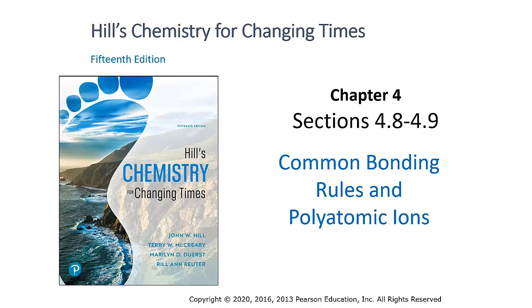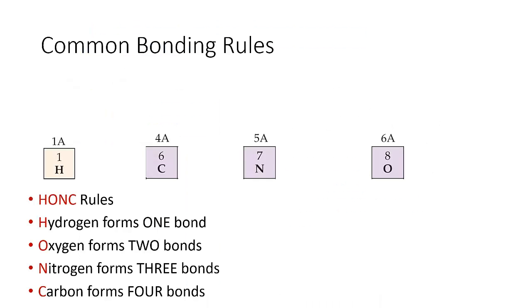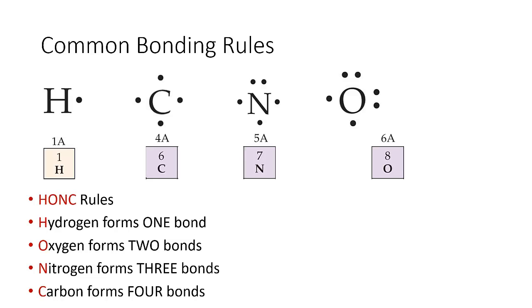Let's look a little further at covalent bonds, specifically covalent bonding rules and polyatomic ions. So to begin with, your book produces these HNOC rules, and I wanted to look a little deeper and see where these come from. So for instance, you've got hydrogen, which has one electron, and we know that because it's in group 1A, and then carbon is in 4A, 5A, 6A, etc. for oxygen. And so you produce these beautiful Lewis structures.